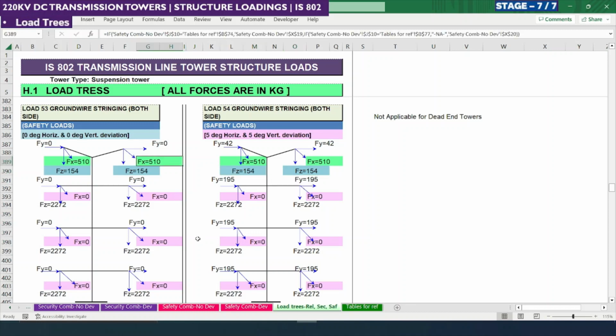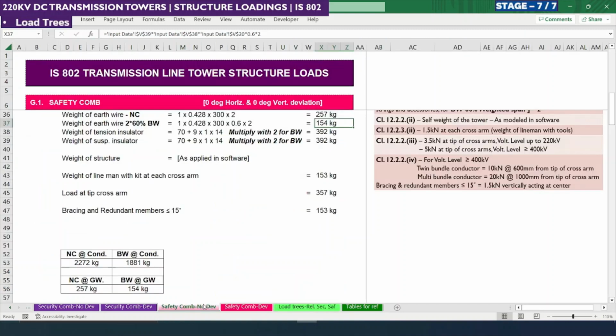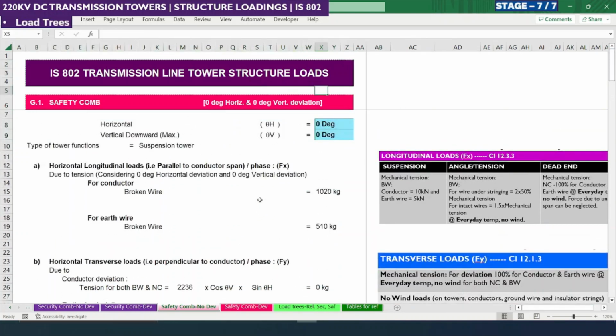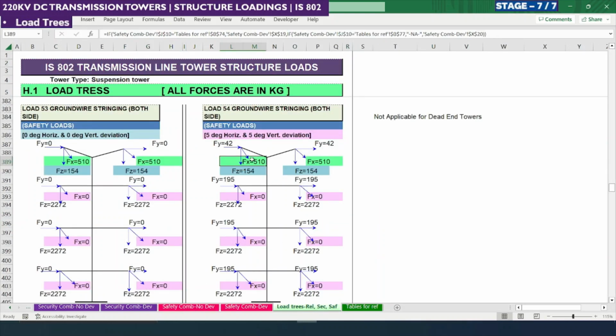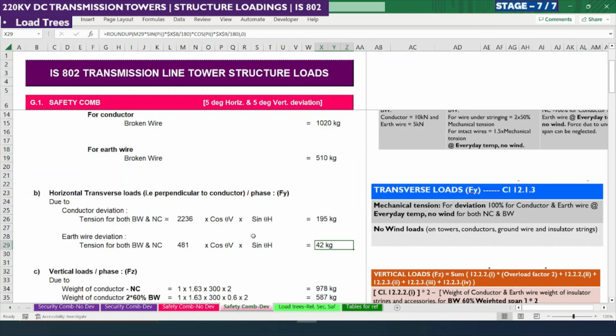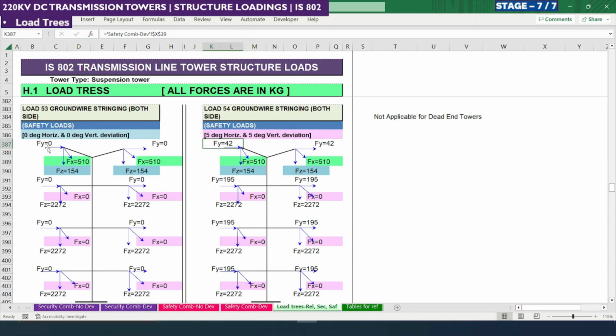And similarly for f of x, we need to consider it as per the calculation here. For the earth wire it is 510 kg and for the conductor it is 1020. As only stringing is done on the earth wire, we should consider this 510 kg in the f of x direction. And this transverse load is common, we are just calculating it as per the deviation. So this is applicable only in deviation cases. Without deviation the transverse load remains 0. So this is all about stringing the earth wire on both sides as per this case.